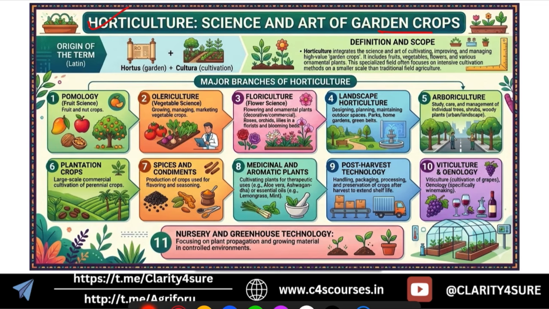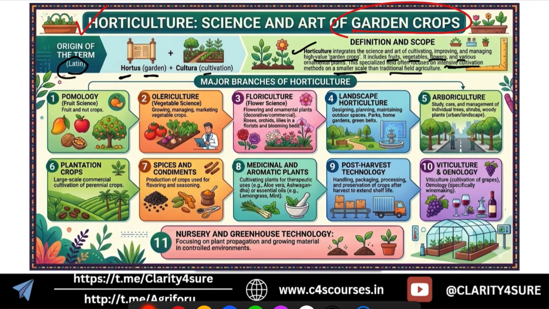It is the science and art of garden crops. The origin is Latin, hortus meaning garden and culture meaning cultivation. So it integrates the science and art of cultivating, improving and managing high value garden crops. This includes fruits, vegetables, flowers and various ornamental plants. This is a specialized field which often focuses on intensive cultivation methods on a smaller scale, rather than traditional field agriculture which focuses on large scale cultivation of field crops.